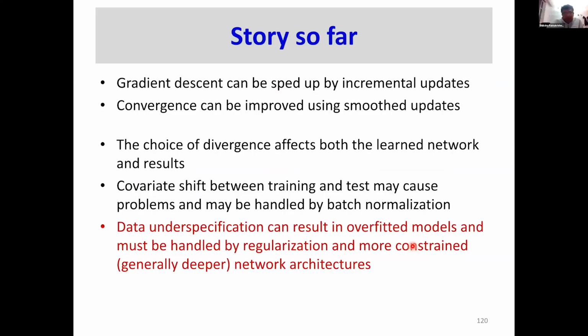So the story so far: gradient descent can be sped up by incremental updates. Convergence can be improved using smooth updates. The choice of divergence affects both the learned network and the results. The covariate shift between training and test may cause problems and can be handled by batch norm. And again, batch norm will not really work if your problem or your network is of the kind where it does not introduce covariate shift. If it doesn't introduce covariate shift, you're gaining nothing from batch norm, besides maybe shrinking the derivatives a little bit and causing issues. And finally, data under-specification can result in overfitted models and must be handled by regularization or more constrained, generally deeper network architectures.